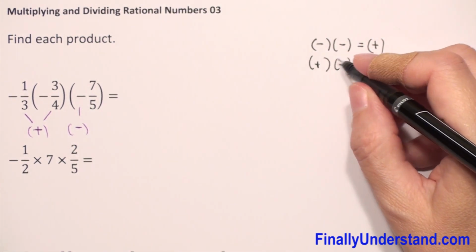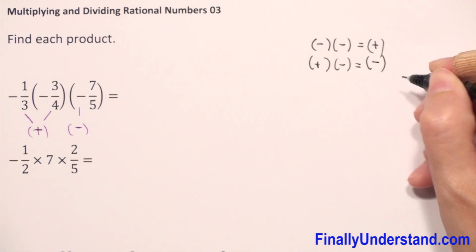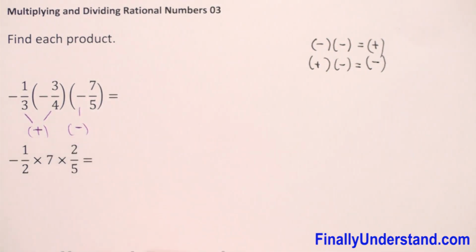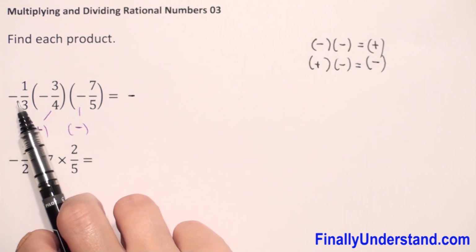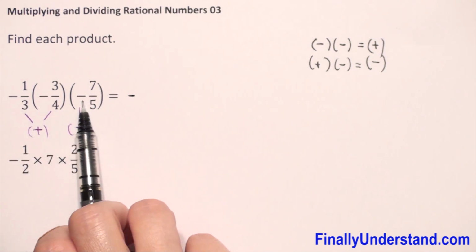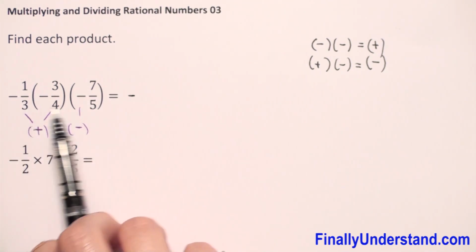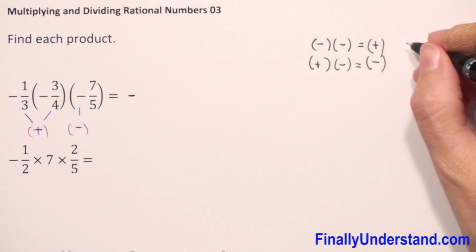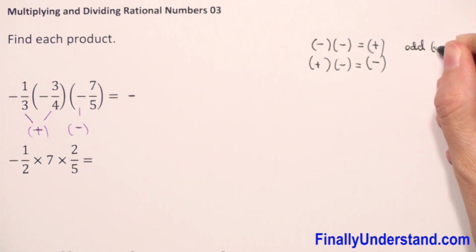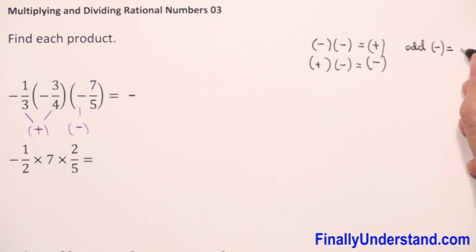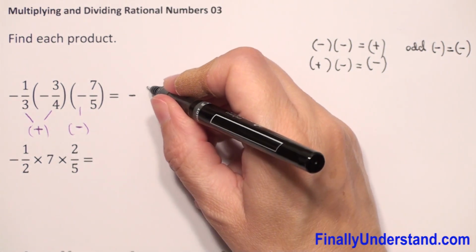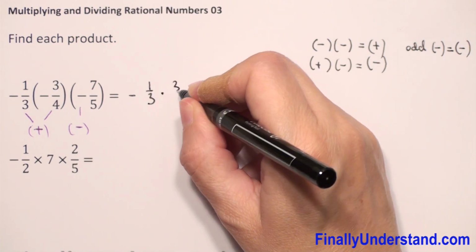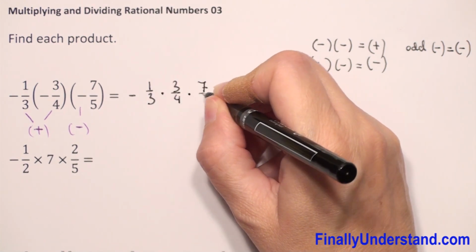Positive times negative, negative times positive give you always negative. So positive times negative gives me negative sign. Or you can memorize when you have odd negative numbers, the answer is always negative. Or we can do step by step. So we have negative sign and we have to multiply now 1/3 times 3/4 times 7/5.